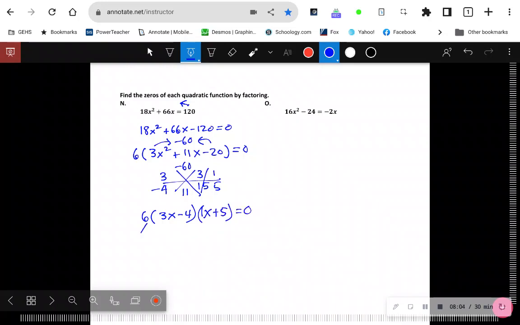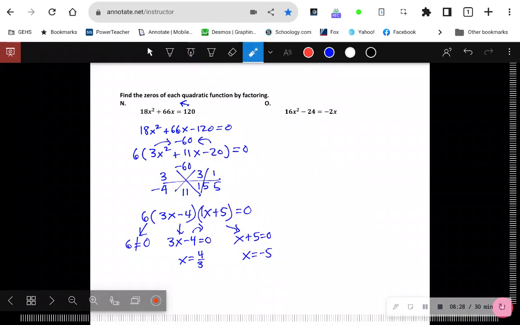And now you set these equal to 0. The first one leads to nonsense, so you reject it. This one, if you set it equal to 0, gives an answer of 4/3. You could add 4 to both sides and divide by 3 if it helps you. And x plus 5, when you set it equal to 0, indicates that x is -5.